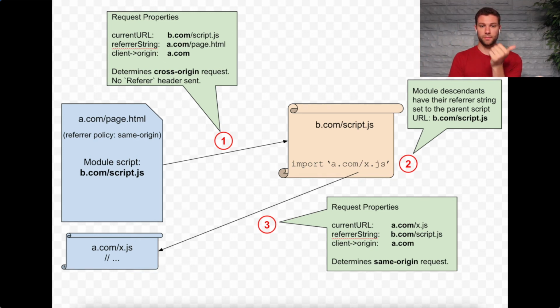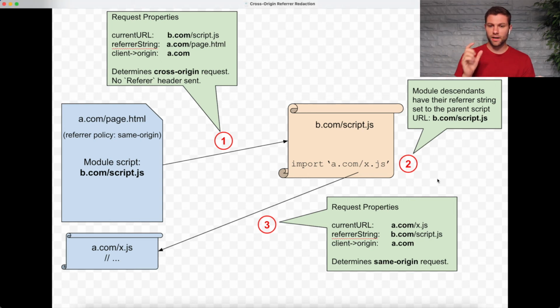The current URL is b.com, obviously, that's the b.com script.js. The refer string is, in this case, the document's URL, a.com page HTML, and then the origin is a.com. So in this case, the refer string and the client origin are the same. Either same origin definition would compute that this is a cross-origin request. We would not send a refer header and so on.